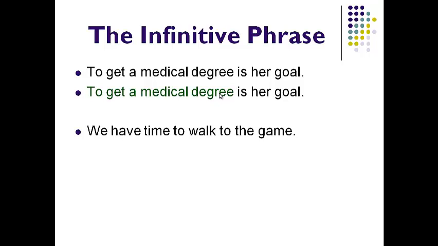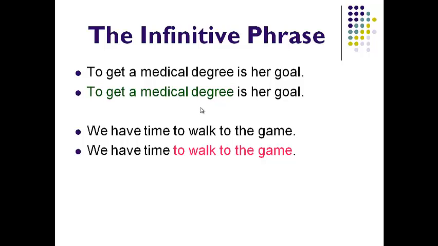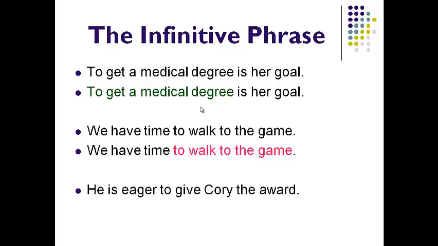We have time to walk to the game. Ooh, this one's kind of tricky. I see two tos. So which one is the infinitive? Well, the definition for infinitive is to plus a verb. So to walk is my infinitive. And then what would to the game be? That would be a prepositional phrase. So we have an infinitive and a prepositional phrase. Then we stick it all together and it makes the whole phrase.